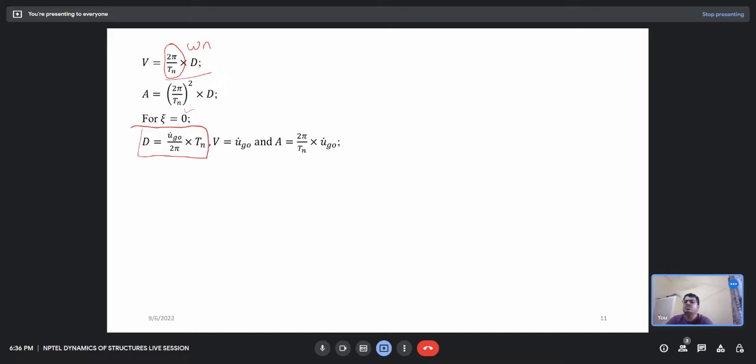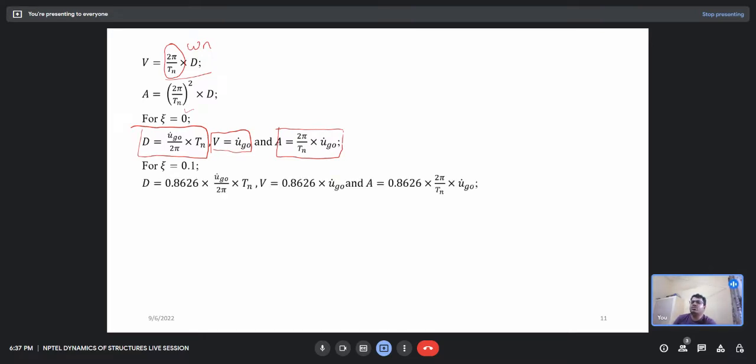All outside terms are 0. And if I multiply it with the omega n, my pseudo velocity is this u_g0, and my acceleration is this 2 pi by Tn into u_g0. And for the damping 0.1, if I put the damping equal to 0.1, then find out the coefficient value inside the exponential terms, that is the coefficient 0.86 into 2 pi by Tn, and this is the velocity.